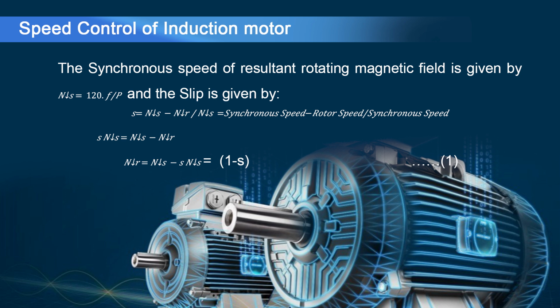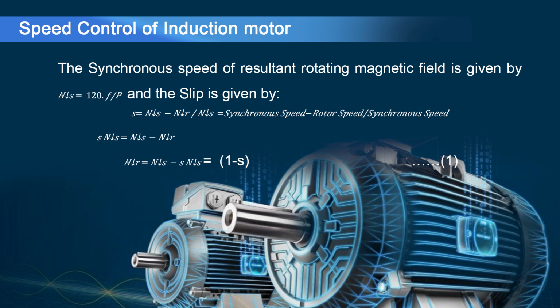So, s Ns = Ns - Nr, and hence Nr, the rotor speed, is equal to Ns - s Ns. So, it comes as (1 - s) into 120 f upon P. This is the rotor speed. So, just see the equation. Rotor speed is a function of f, P and s.